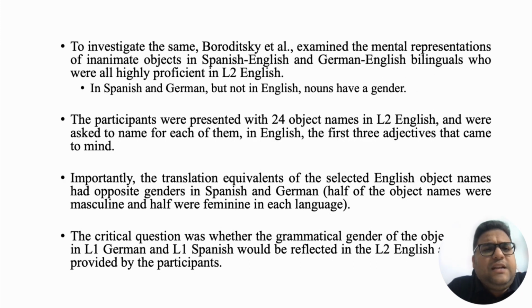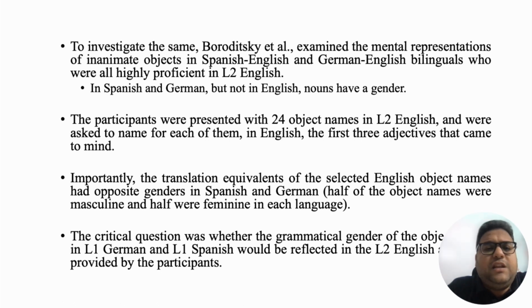So, to investigate the same, Boroditsky and colleagues examined the mental representations of inanimate objects in Spanish-English and German-English bilinguals who were all highly proficient in their second language, which was English. In Spanish and German, remember, nouns have a gender, but not in English. So these participants were presented with 24 object names in their second language, English, and were asked to name for each of them in English the first 3 adjectives that would come to mind.